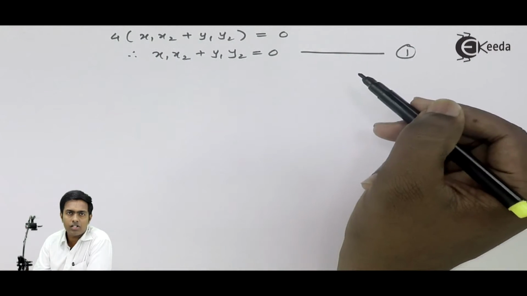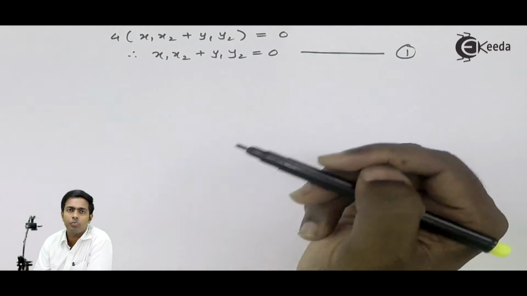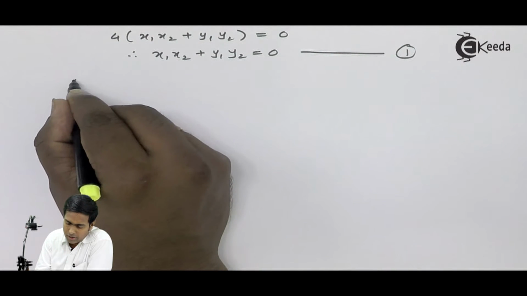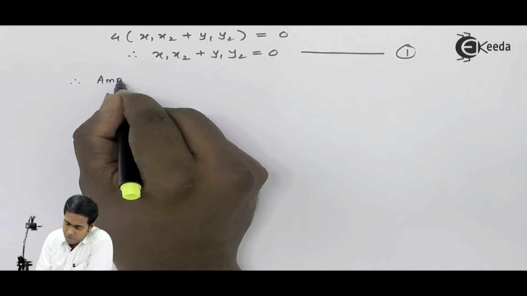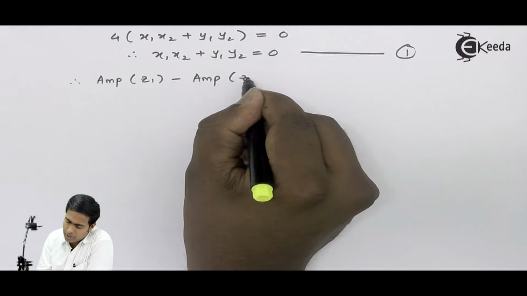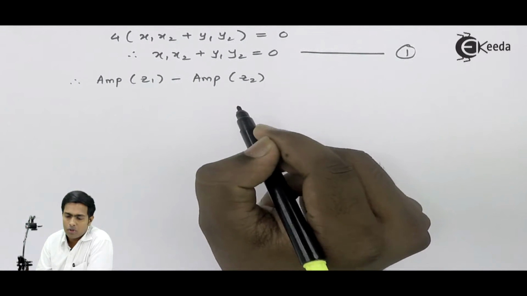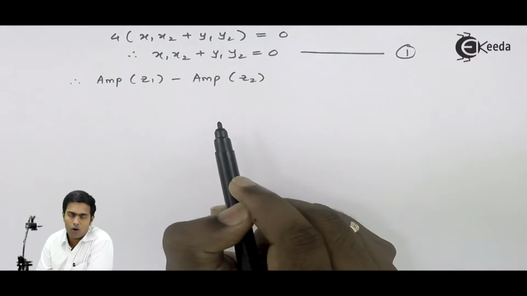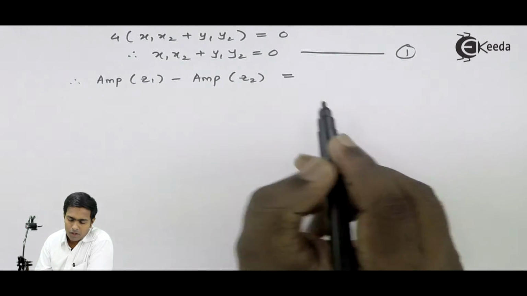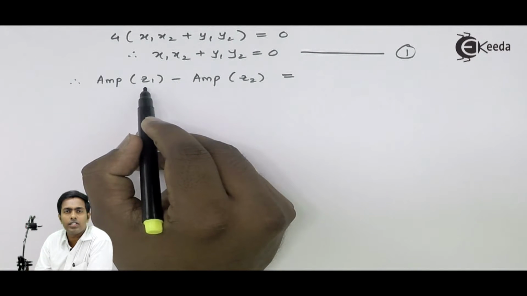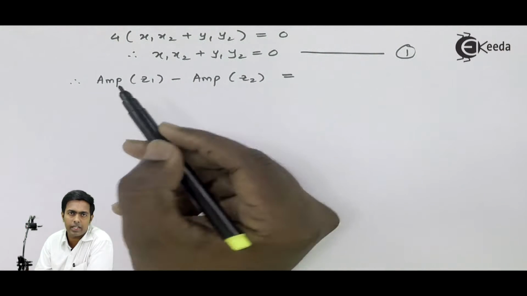Here we have been asked to prove that the difference between amplitudes of two complex numbers. So therefore amplitude of first complex number, that is Z1, minus amplitude of second complex number, that is Z2. We need to prove that this difference is equal to pi by 2. So now what I will do, we will first find what is amplitude of Z1. Now हमने Z1 को consider किया था x1 plus iy1 और amplitude is nothing but theta.